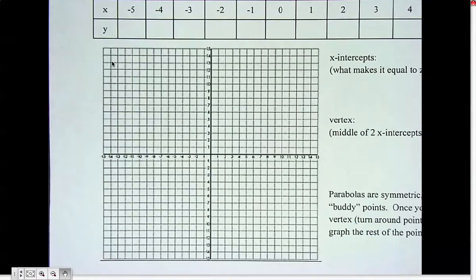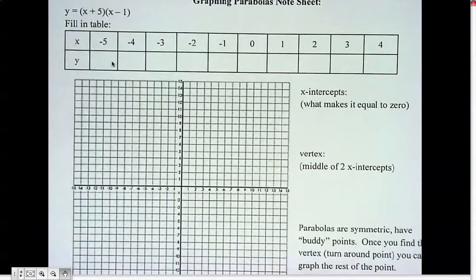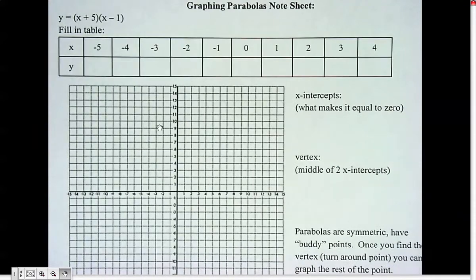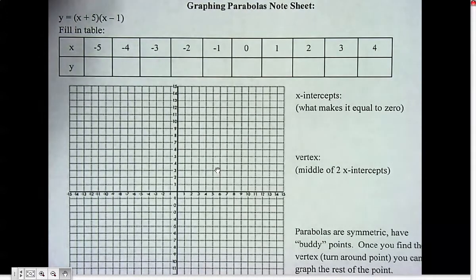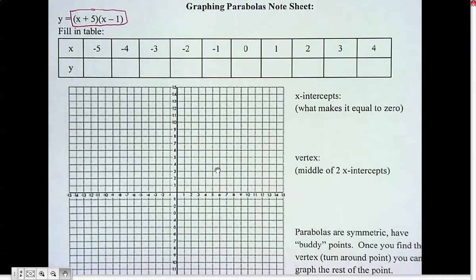Okay, so we're going to do a quick little review of parabolas here. First, we're just going to fill in the table, and I'm going to do the first couple here and then have you pause the video and fill in the rest. This equation is given in factored form, which is sort of handy. So we're just going to plug in x values and then multiply them.